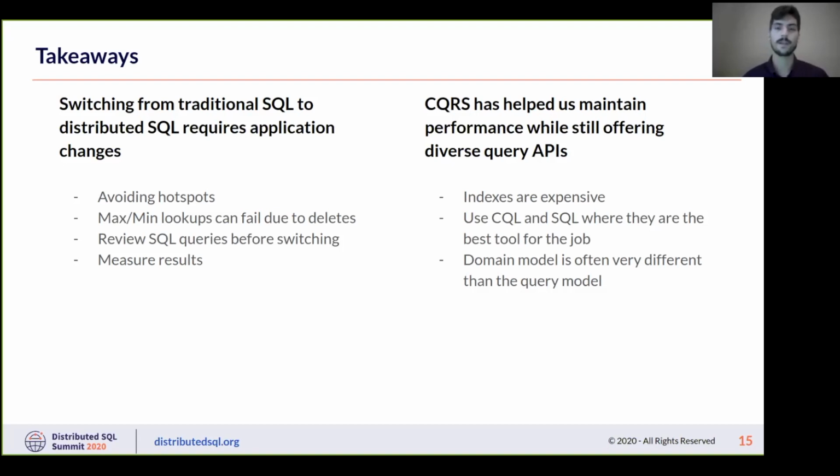We've also found that CQRS has helped us maintain really good performance while offering a diverse query API. This is just because indices are so expensive when data is as big as ours. It also lets us use the right tool for the job, and it helps us bridge the gap between the domain model and the query model since they're so different.